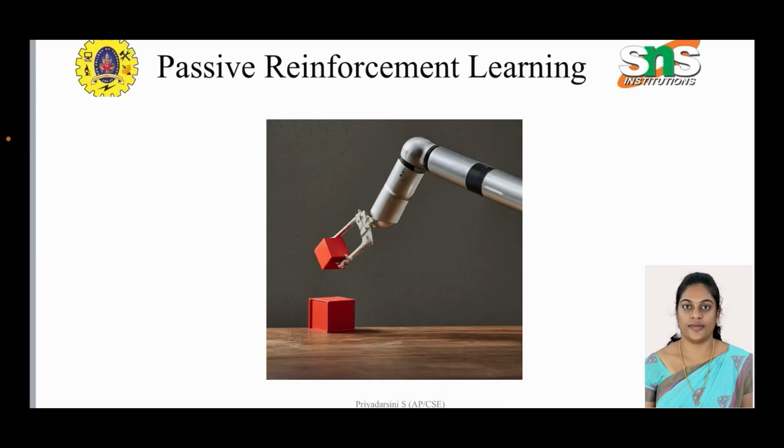In this video, we will see about the concept of passive reinforcement learning and its various approaches. Reinforcement learning is a machine learning technique whereby an agent learns through trial and error in an environment. Unlike supervised learning, where the agent receives labeled data, reinforcement learning provides rewards or penalties based on the agent's actions. Passive reinforcement learning focuses on learning about the environment without actively selecting actions.